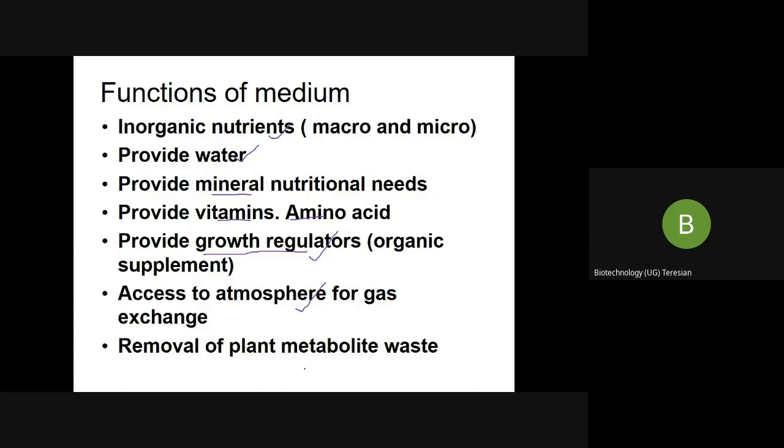That is, plants also do produce some waste when they're growing in vitro under laboratory condition. You have to remove that waste. If you are not removing that waste, it can kill your culture. Okay, so that should be removed. Now, each of these we will study taking into separate subdivisions.